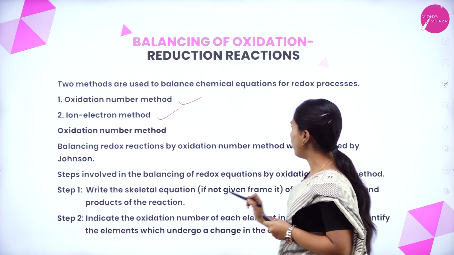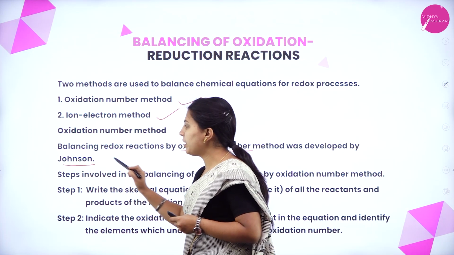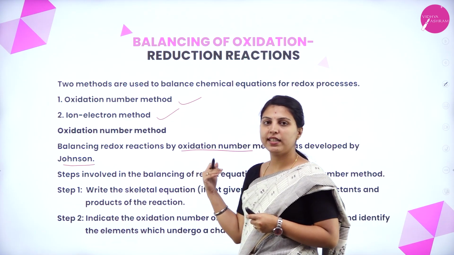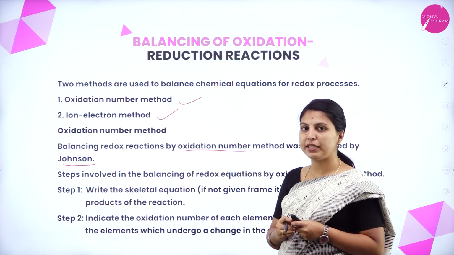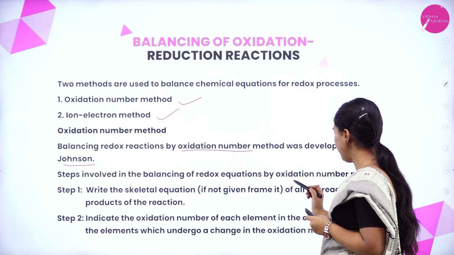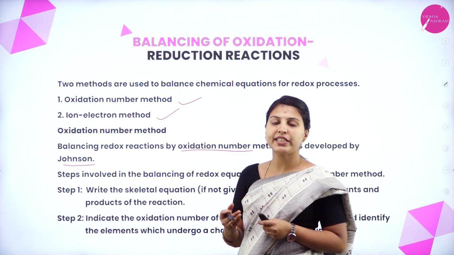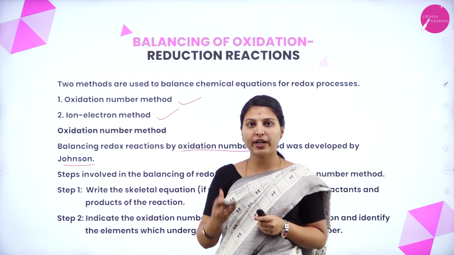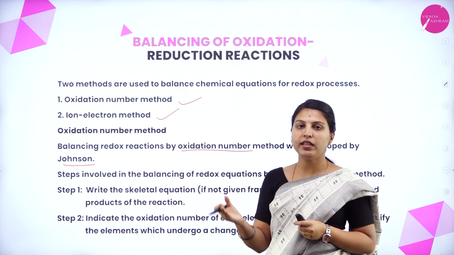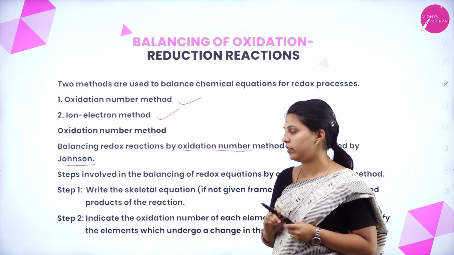Balancing redox reactions by the oxidation number method was developed by Johnson. What are the steps involved? Step 1: write the skeletal equation. If not given, frame it from all the reactants and products of the reaction. If the reaction is given in statement form, you have to write its chemical equation, with reactants on the left-hand side and products on the right-hand side.